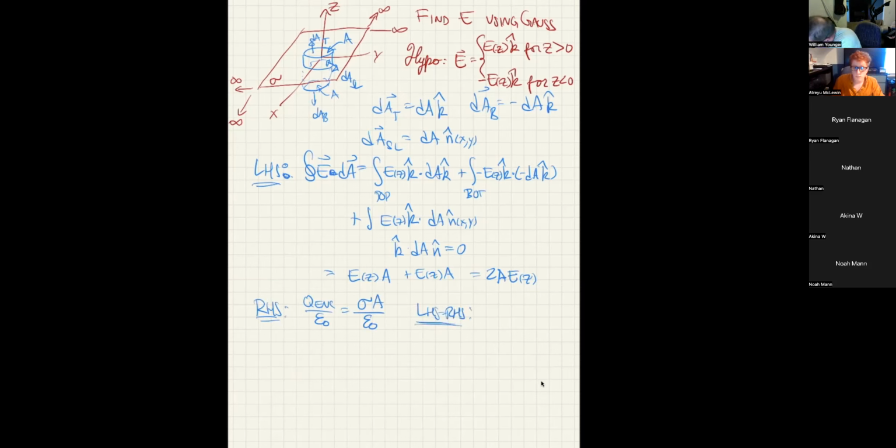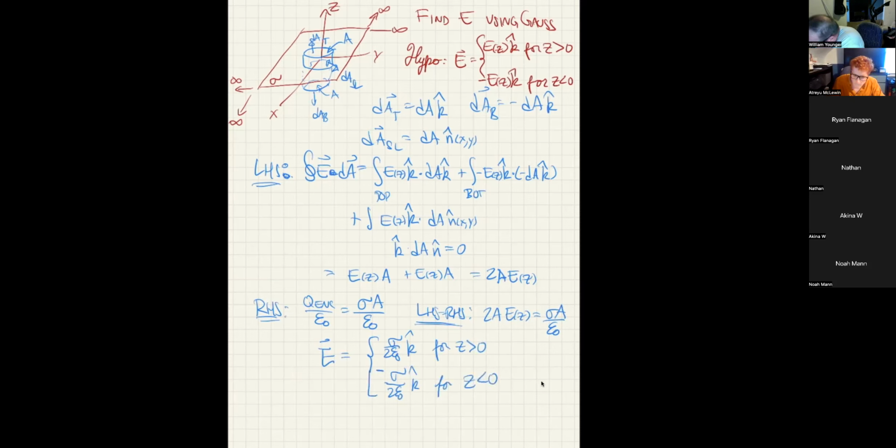I'm going to go ahead and write 2A E of z is equal to sigma A over epsilon naught, which I think you'll see ultimately turns out to be E is equal to sigma over 2 epsilon naught k hat for z greater than 0, and negative sigma over 2 epsilon naught k hat. Let me fix this real quick.